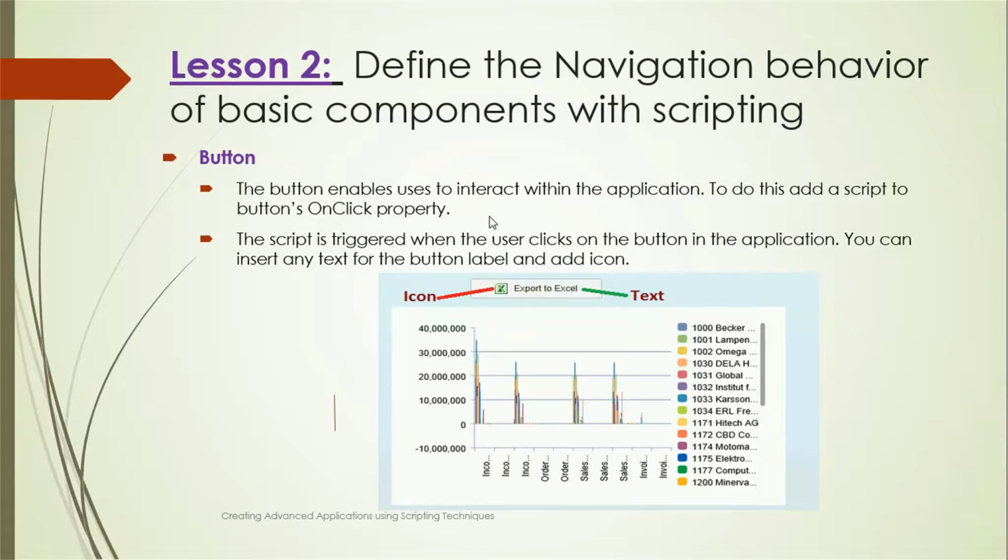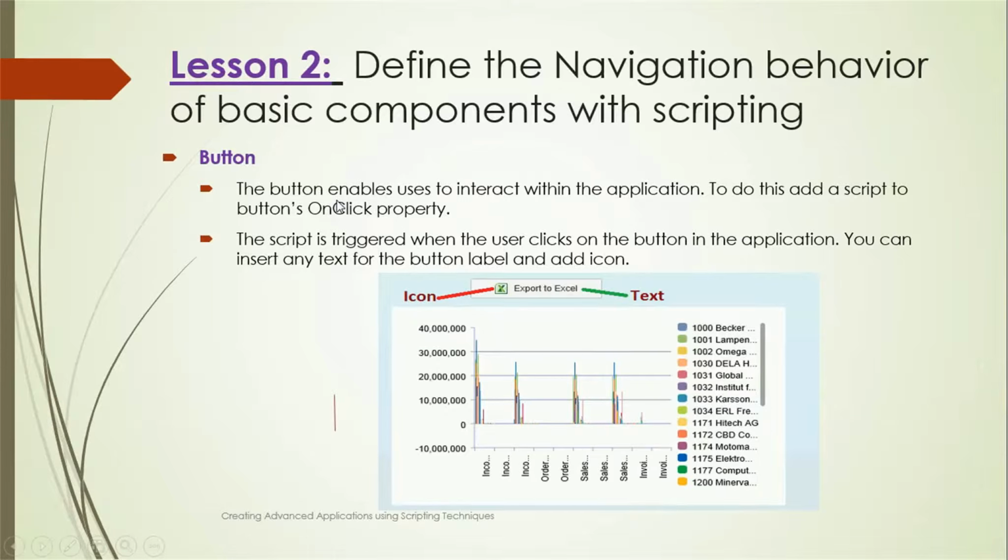So the first component is the button. A button enables users to interact within the application. To do this, we can just add a script to the button's on click property. So this is a button, and on click we want some action to be performed. Suppose there is a crosstab, and I want to export this data to Excel. I can just write the on click event on this button to export to Excel.